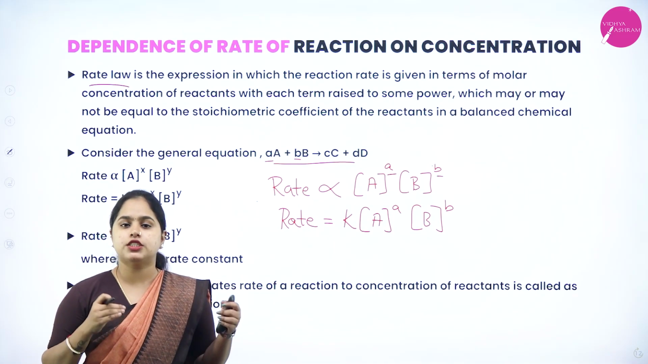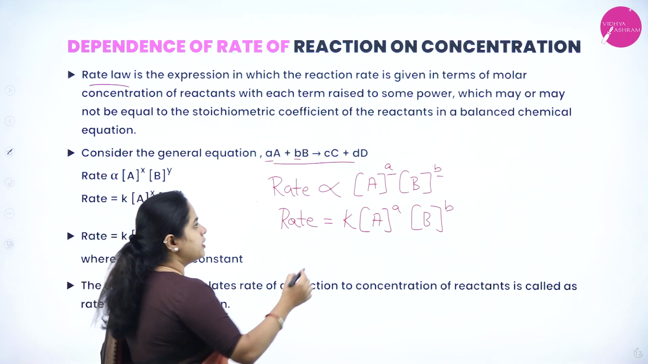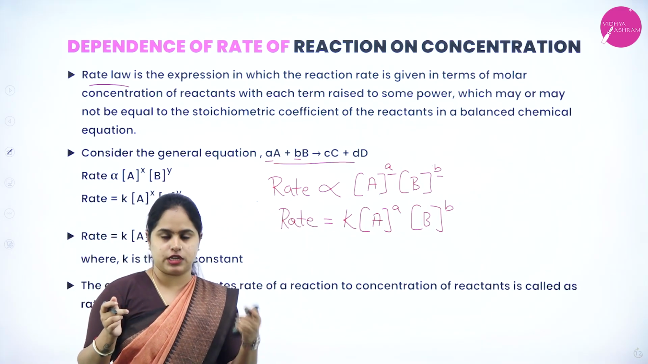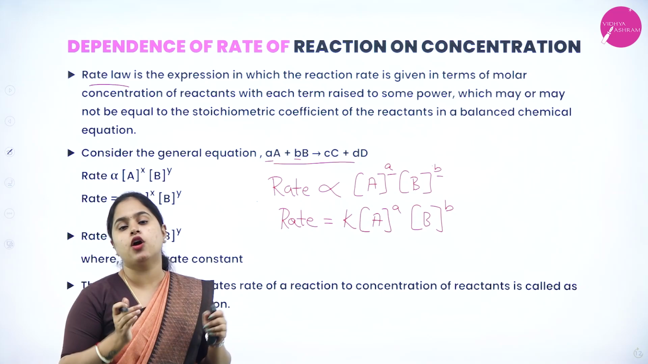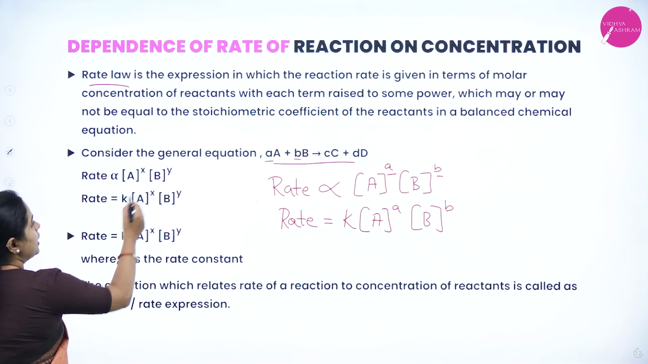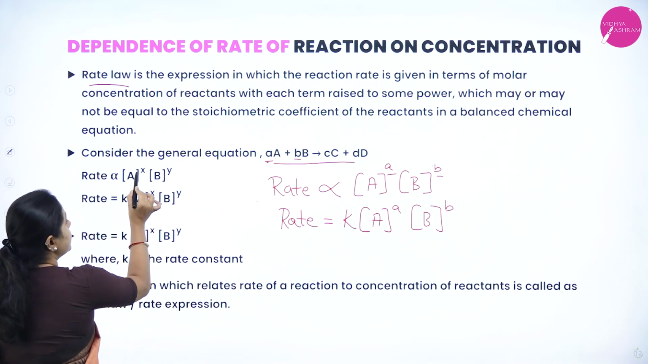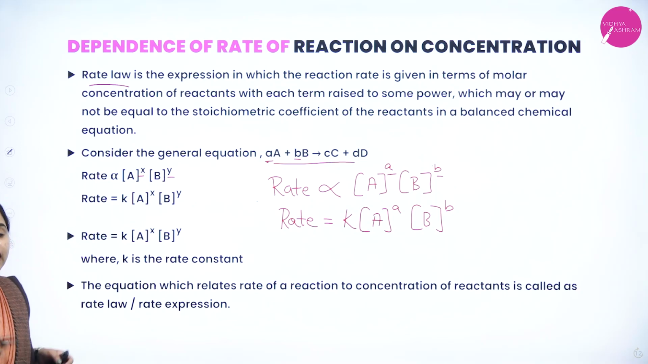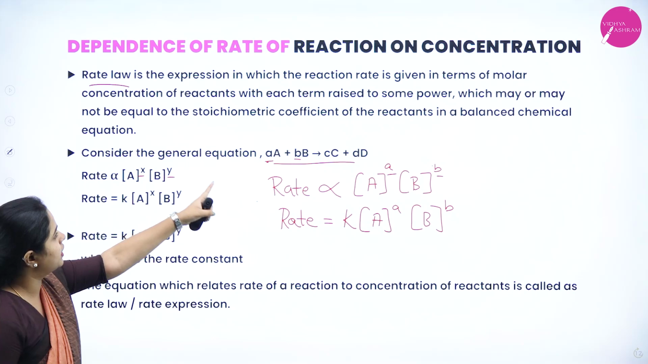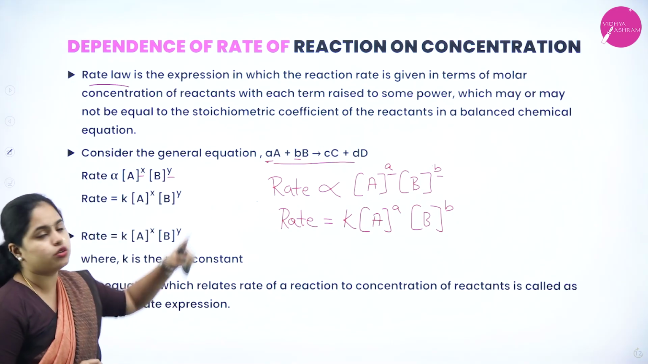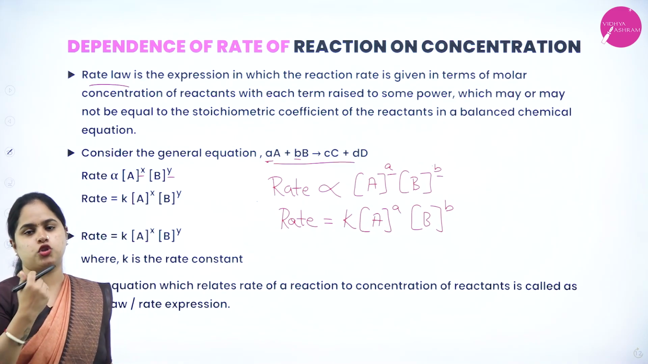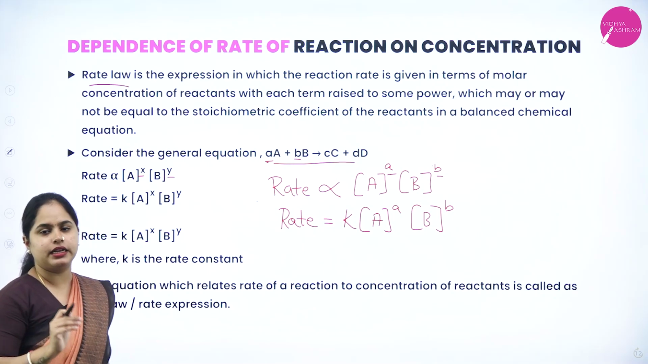So one point that you have to always remember here is that the a and b which are written here, which are the stoichiometric coefficients of the reactants, can be or cannot be equal to the stoichiometric coefficients. So that is why you can see here, even though it is a and b here, it is written x and y. Why? Because it can be equal to a and b and it cannot be equal. So as it is written here, which may or may not be equal to the stoichiometric coefficient. Right. Always it will not be equal to the stoichiometric coefficient. So this is the rate law or rate expression.